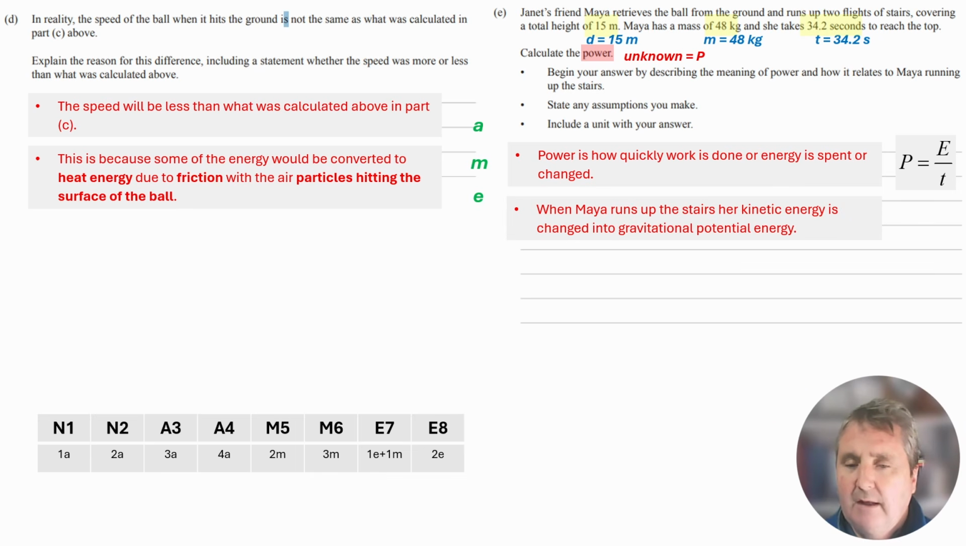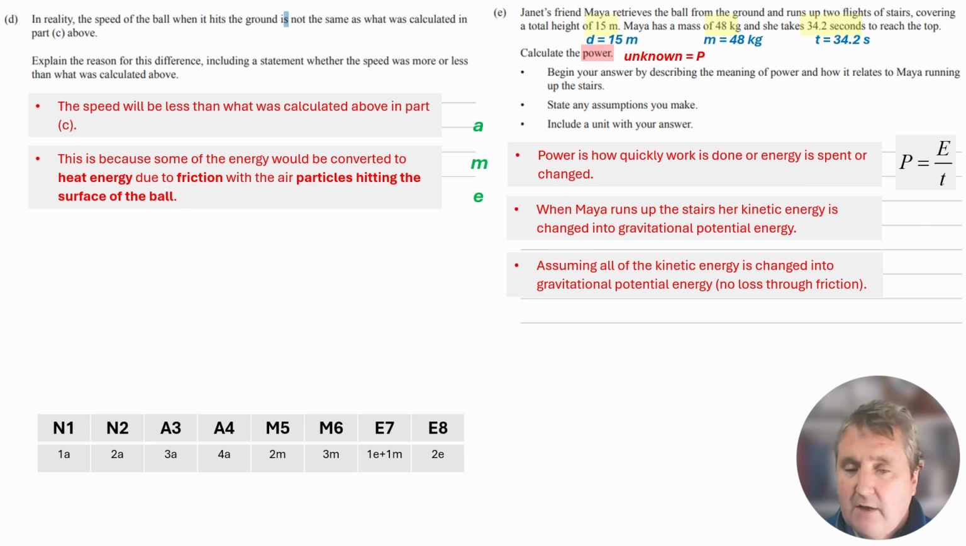When Maya runs up the stairs, her kinetic energy is changed into gravitational potential energy. So the energy that she has from her movement, that she's constantly producing from her muscles, is the kinetic energy that then is turning into potential energy. Assuming all of the kinetic energy is changed to gravitational potential energy and we have no loss from friction, okay, so assuming that, we can say that the EP equals mgh. We can work out the potential energy.